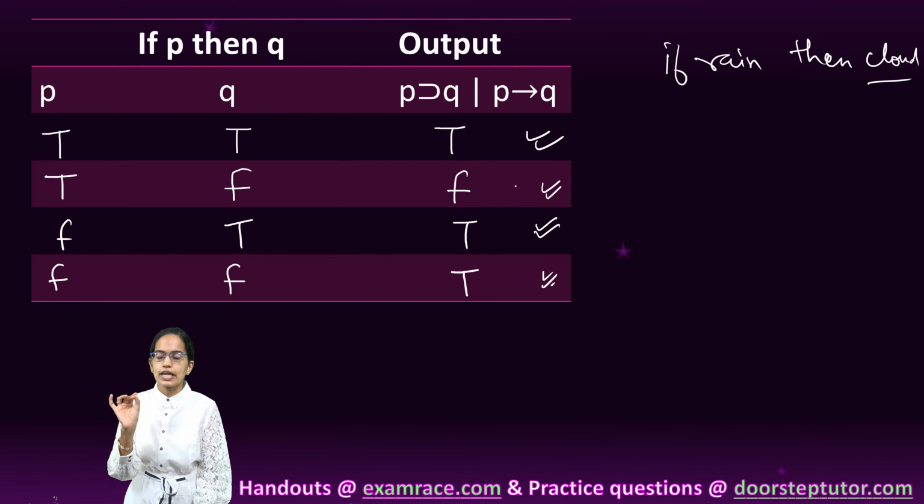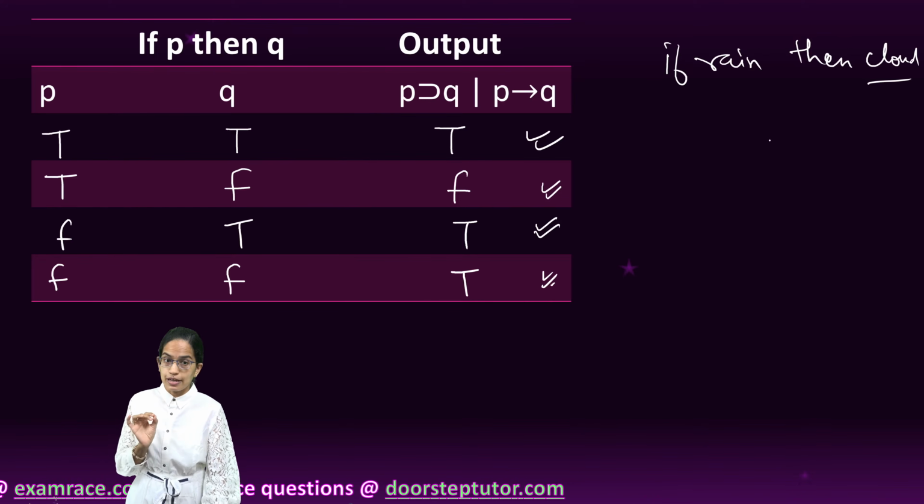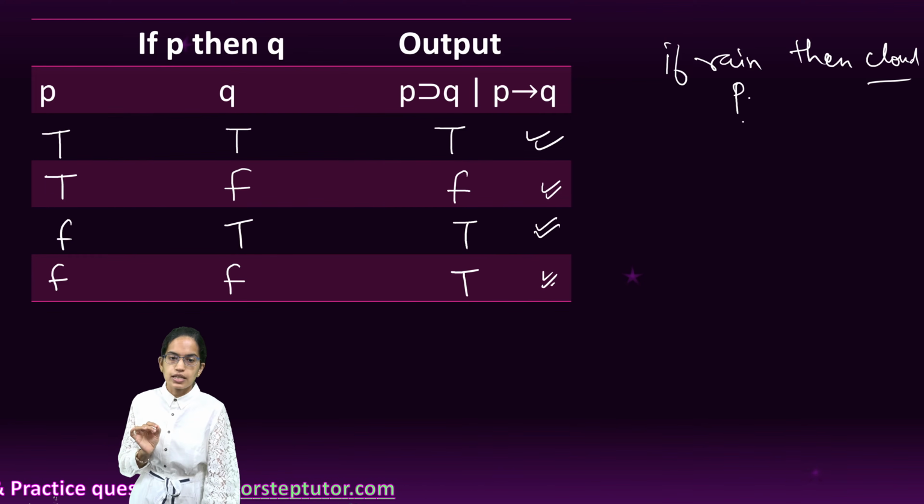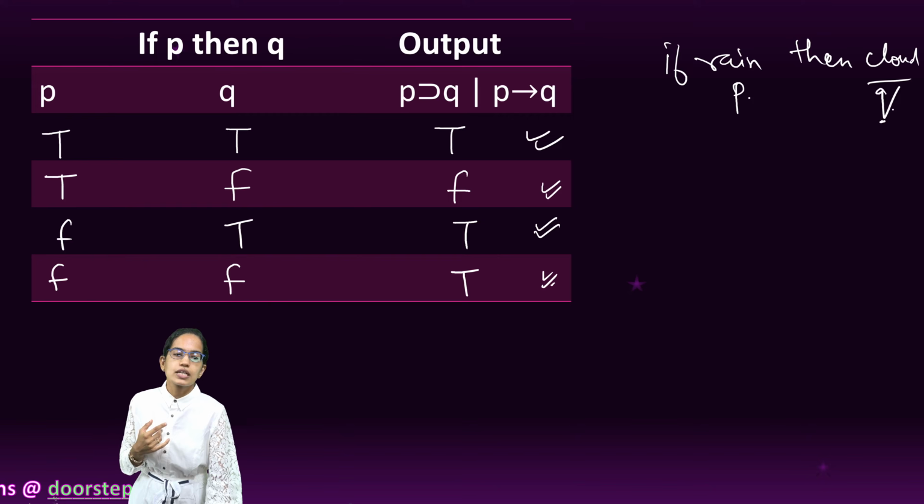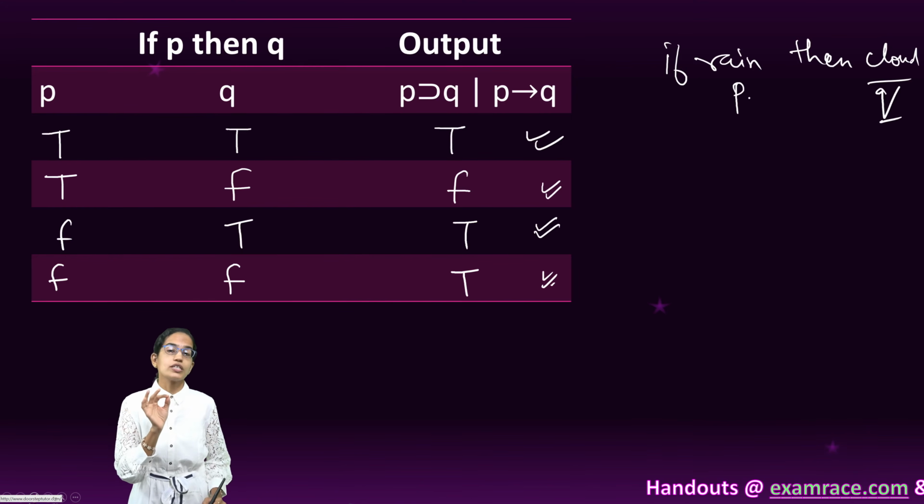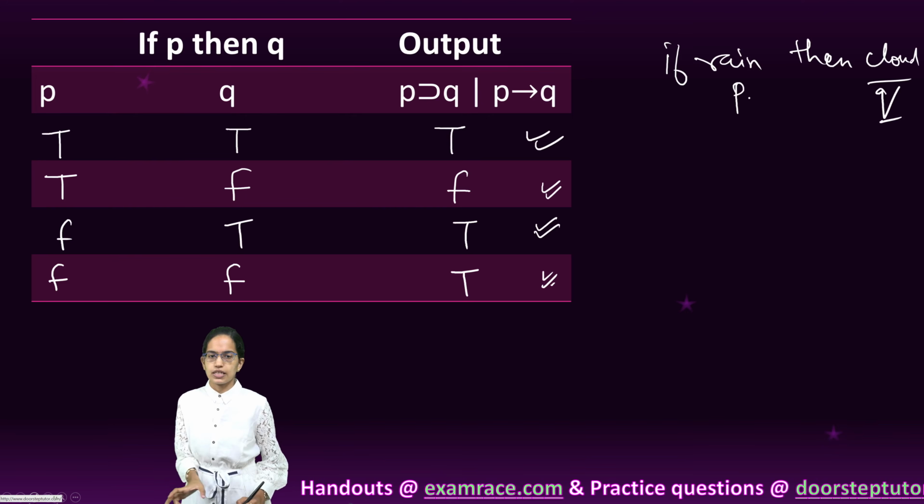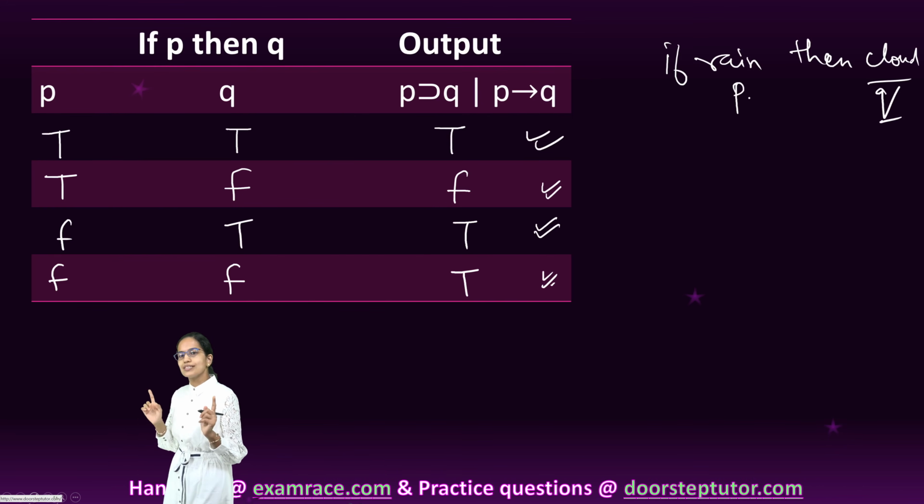So the only case where my output would be false is a case where I claim that my P, which is rain, is true and Q, which is cloud, is false. Very, very important concept, very conceptual logic that you need to understand for the conditional statements, if then statements, which are commonly used in symbolic logic.